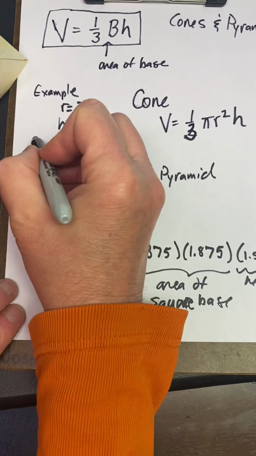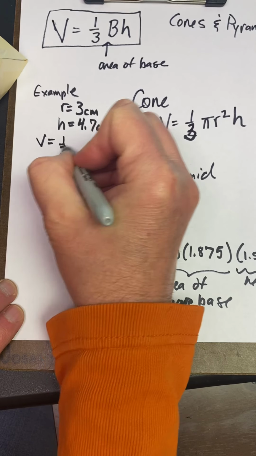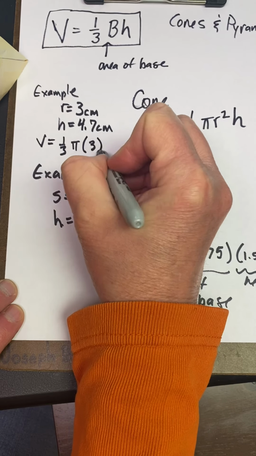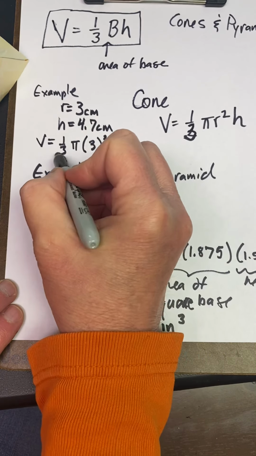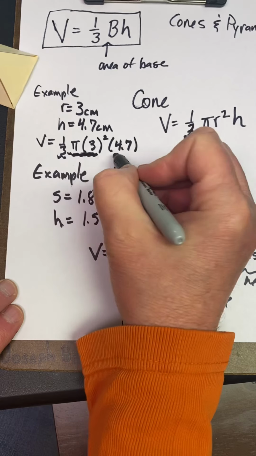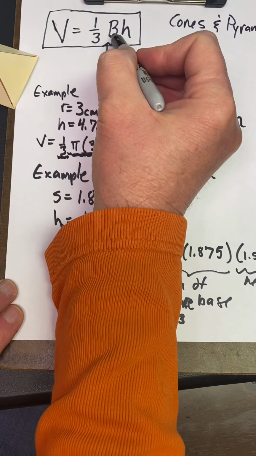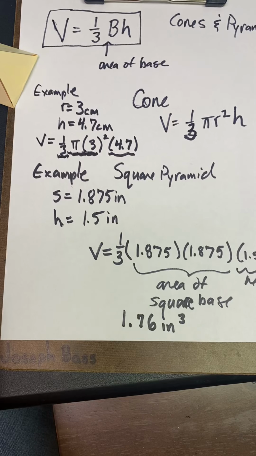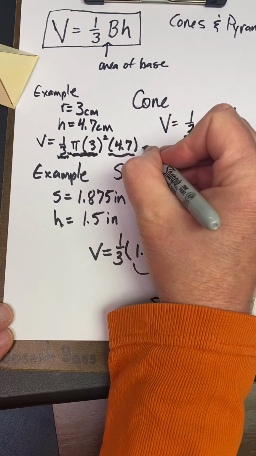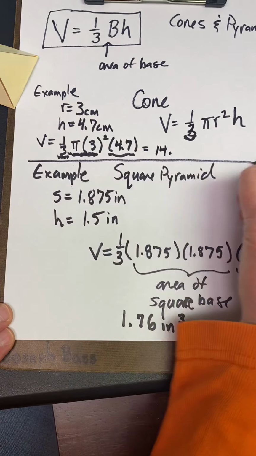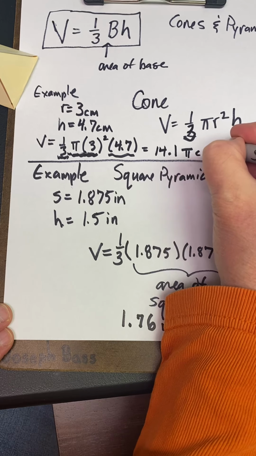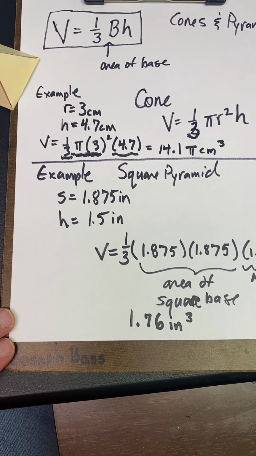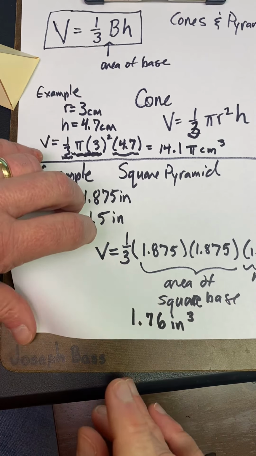So the volume of my cone is 1/3 pi r squared times the height. There's the radius squared, the area of the base, pi r squared. There's the height, and then 1/3 of it. 1/3 area of the base times the height. What is that? 14.1 pi cubic centimeters in this case. I know this one's running long. Let me do one more thing.